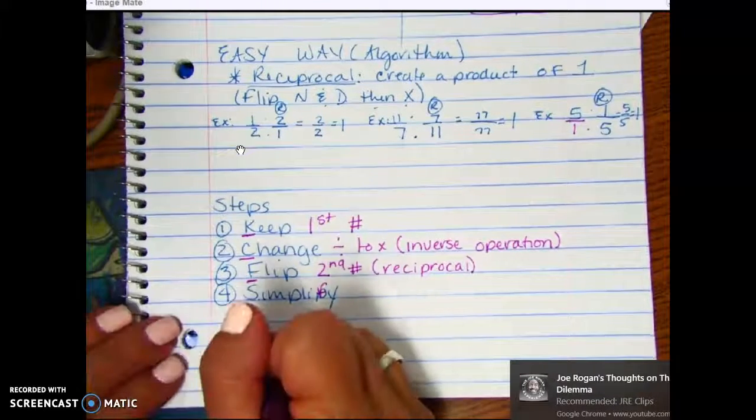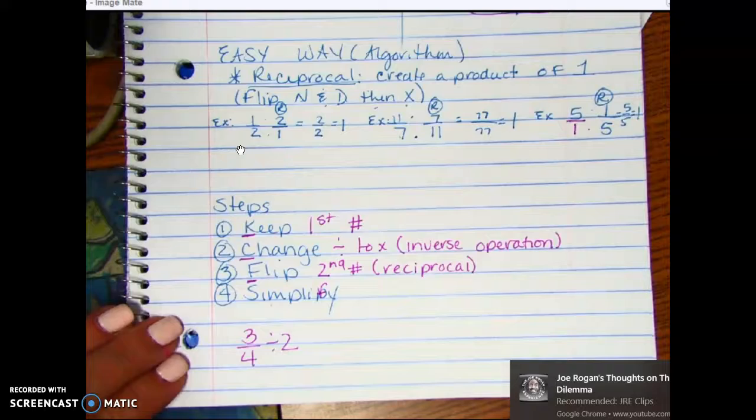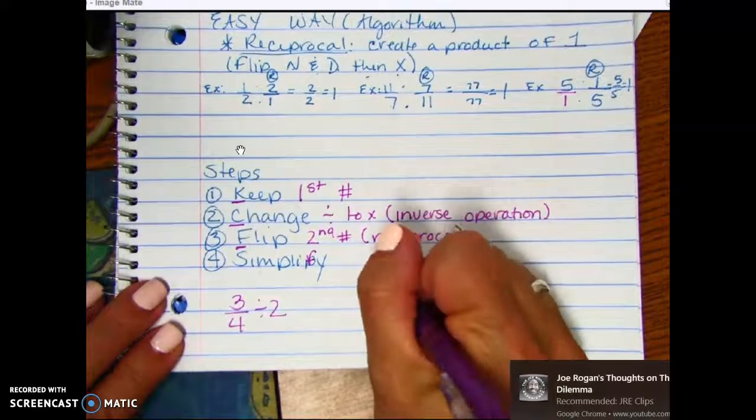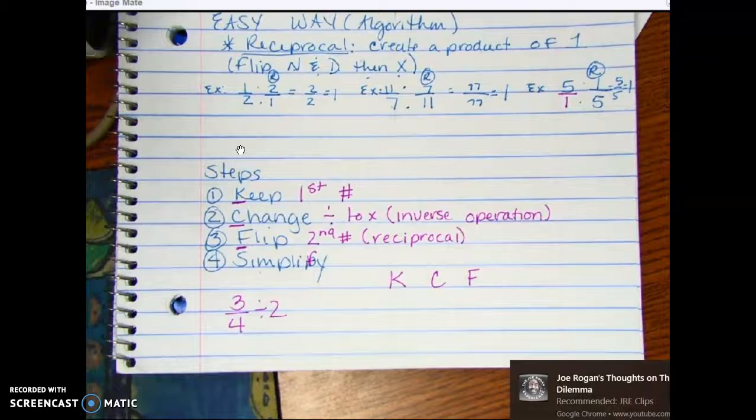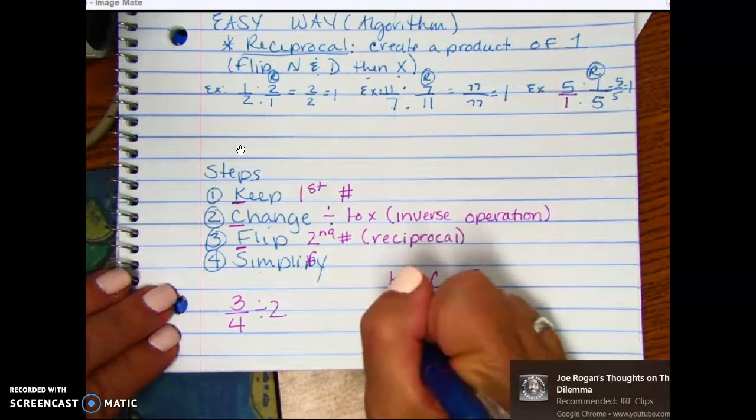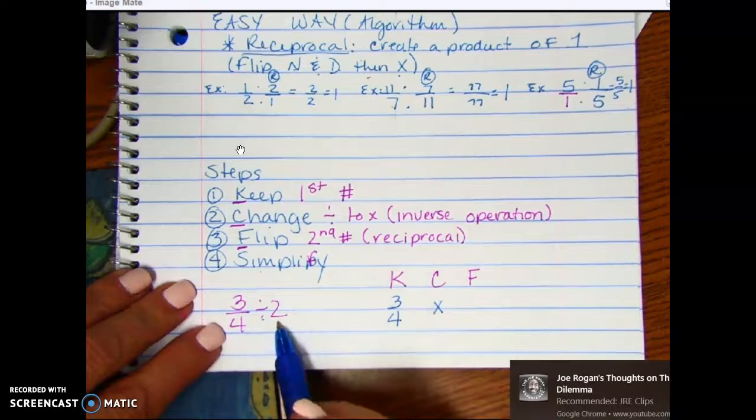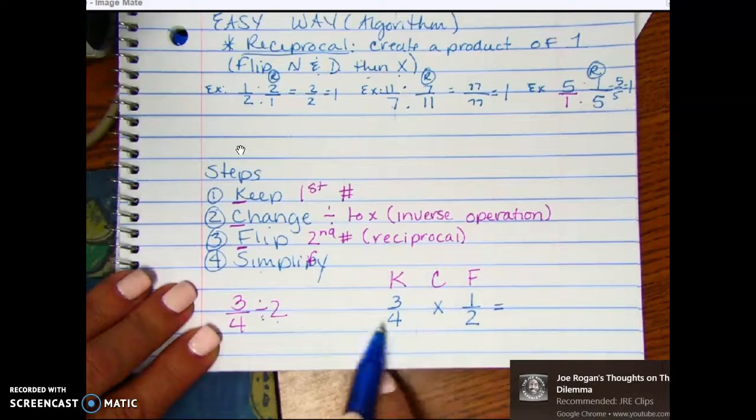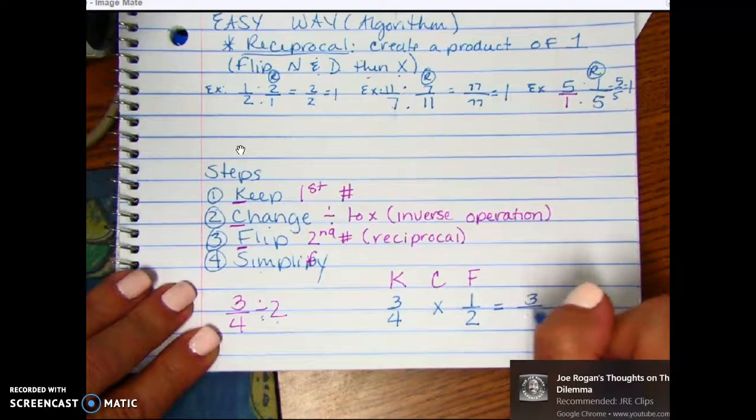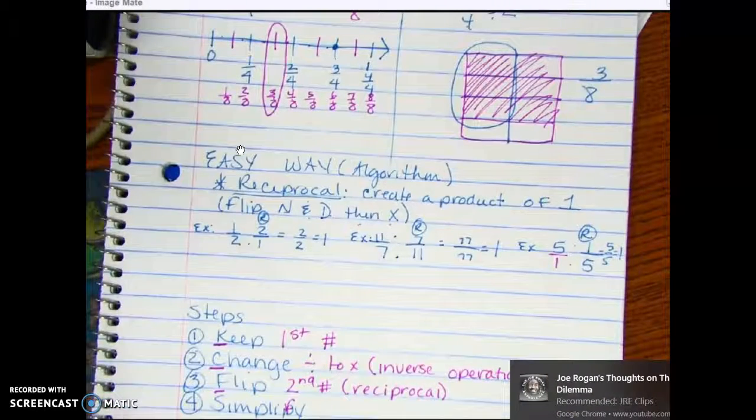Alrighty, so let's take our problem. 3/4 divided by 2, the one that we did up here. Okay, so here is what I would like for you to do, right? Keep, change, flip, keep your first number, change to the inverse, and flip to the reciprocal. And let's see, now let's multiply across. We know how to multiply fractions. Does this equal what we found all the way up here? Yes, it does. It's so simple.